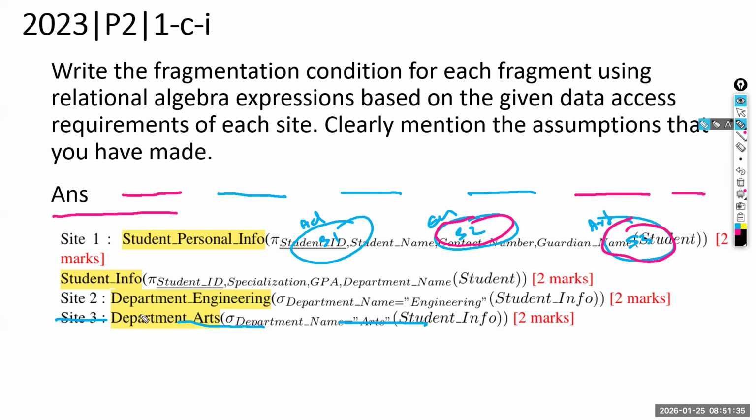So here you can see there's a sigma department name engineering, sigma department name art from the student info table, but then you need to do the pi. Where is the pi?